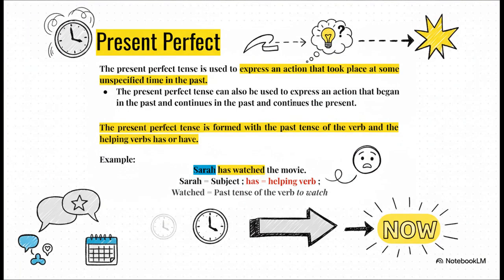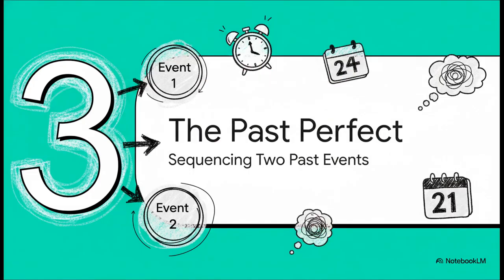Okay, let's look at an example to make this real. When we say Sarah has watched the movie, sure, the action of watching is over, it's in the past. But the sentence itself implies that it's relevant right now. Maybe we're about to talk about the ending, or maybe that's why she doesn't want to go see it tonight. You see? The past action has a present consequence. That's the bridge. Okay, so that's the present perfect.